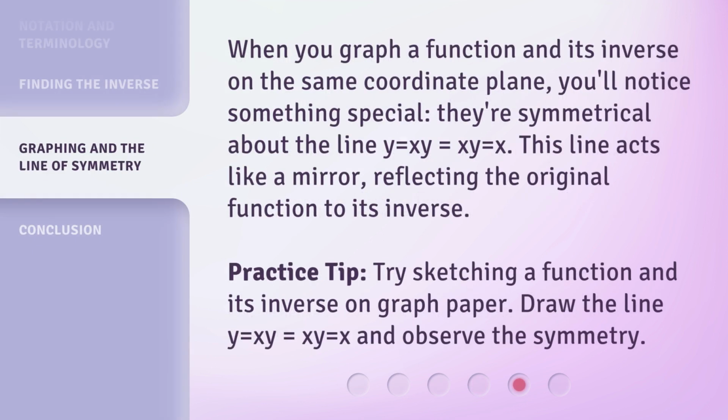When you graph a function and its inverse on the same coordinate plane, you'll notice something special. They're symmetrical about the line y equals x. This line acts like a mirror, reflecting the original function to its inverse. Practice tip: try sketching a function and its inverse on graph paper. Draw the line y equals x and observe the symmetry.